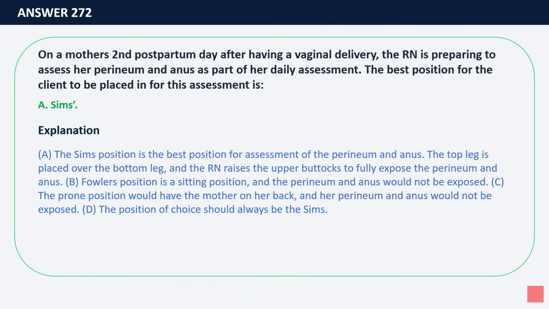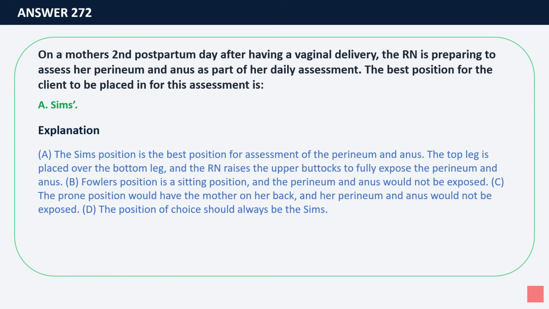Answer: A. Sims. Explanation: A. The Sims position is the best position for assessment of the perineum and anus. The top leg is placed over the bottom leg, and the RN raises the upper buttocks to fully expose the perineum and anus. B. Fowler's position is a sitting position, and the perineum and anus would not be exposed.